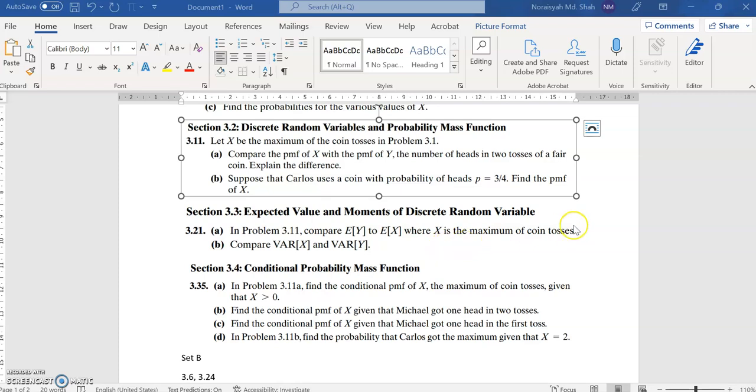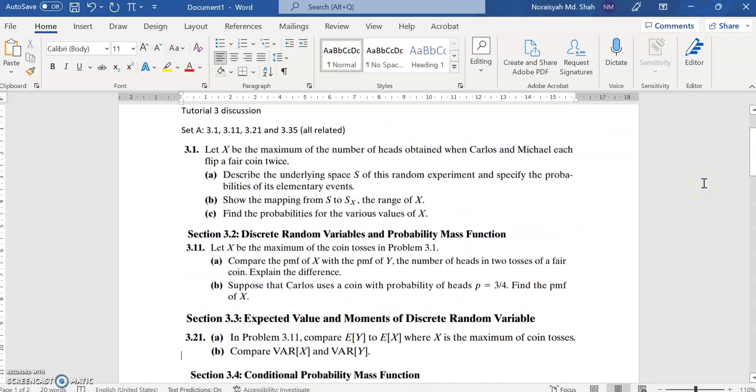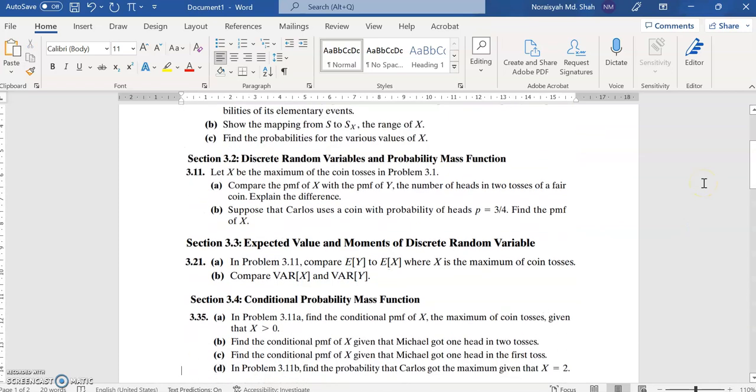Okay, so we continue where we left off. So we've solved the earlier part of this question, 3.1, 3.11, 3.21, and we're left with 3.35. So 3.35, in problem 3.11a: find the conditional PMF of X, the maximum of coin tosses, given that X is bigger than 0.